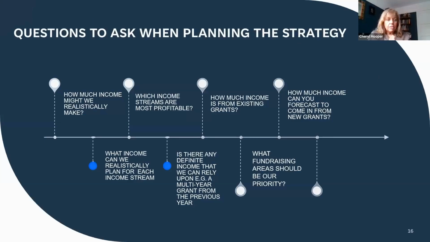The types of questions you need to consider when you start developing your strategy are: how much income might we realistically make? Which income streams are the most profitable? Where are you going to put your efforts in? How much income do you think you might get from grants? How much income can you forecast to come in from new grant opportunities? What income can we realistically plan for each income stream?